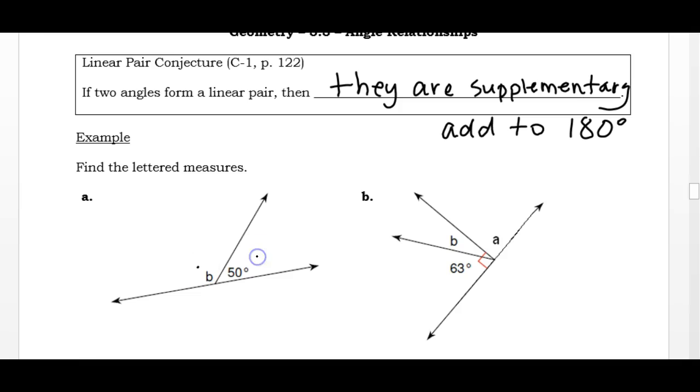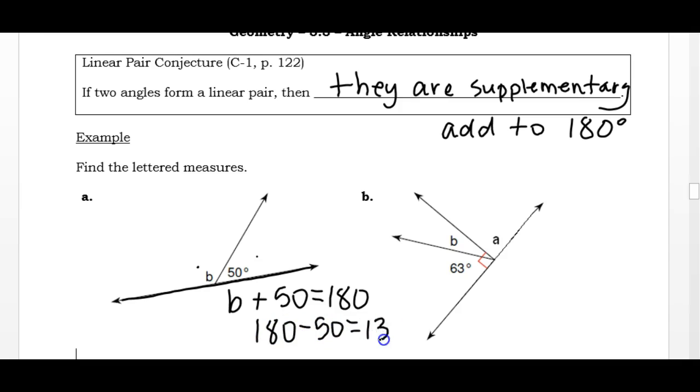This angle and this angle are linear because they fall on a line together. So I know that they should add up to 180 degrees. So I'm going to do 180 minus 50 to figure out what that answer should be. And B is 130 degrees.